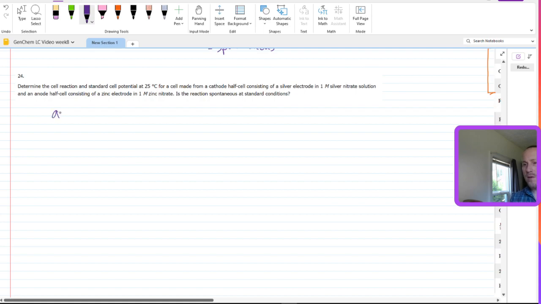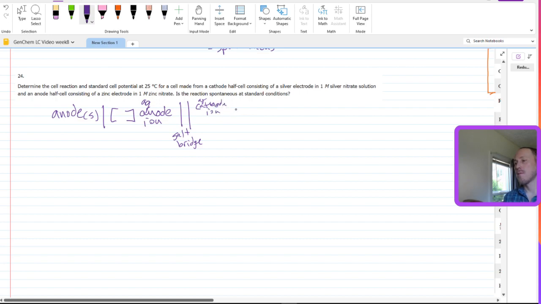So we always go anode solid, then the concentration label of the anode ion, of aqueous anode ion. I don't think that's exactly the right terminology. Salt bridge. And then we're going to have cathode, aqueous cathode ion, and its concentration. Maybe the concentration should have gone on the other side. Not super important. And the cathode solid. So let's write this out just to practice doing that.